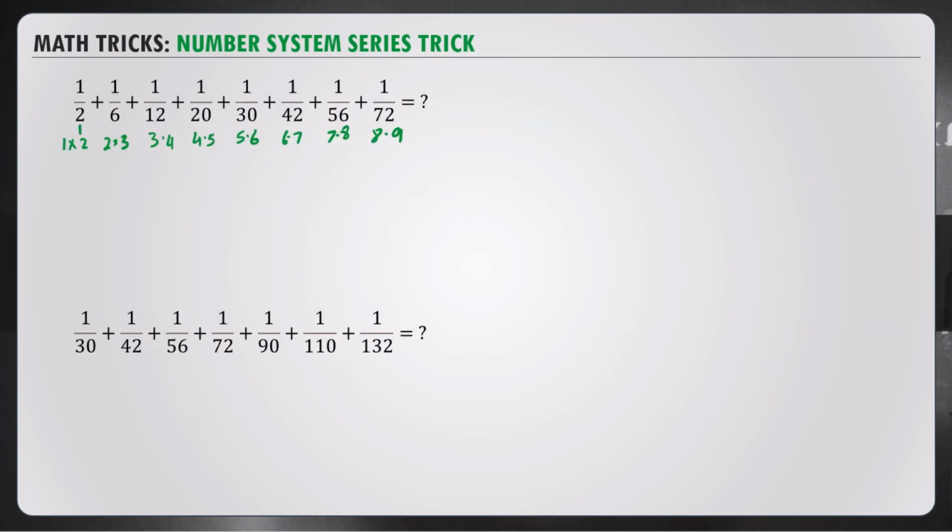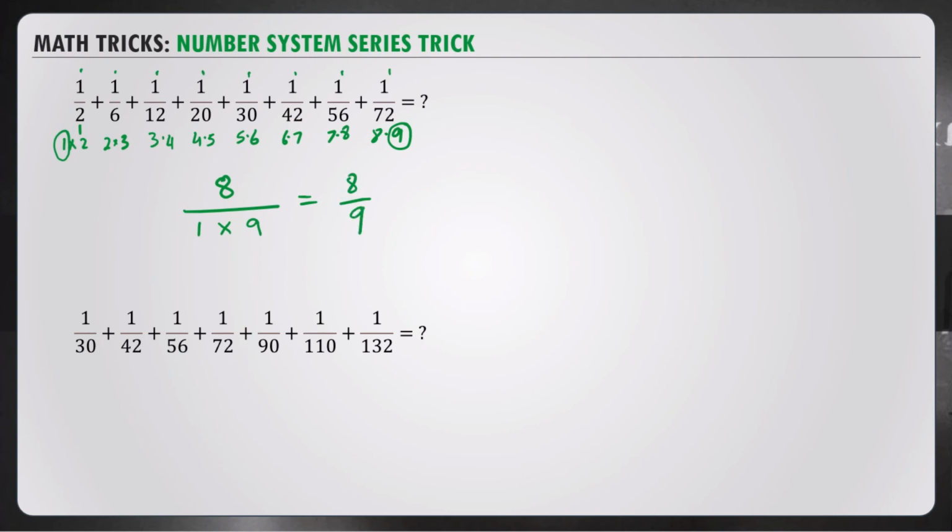So now since you recognize the sequence, we'll plug in the same formula. We need the number of terms first. 1, 2, 3, 4, 5, 6, 7, 8. We have 8 terms. The first number is 1 and the last number is 9. And voila, we have it. It's 8 over 9.